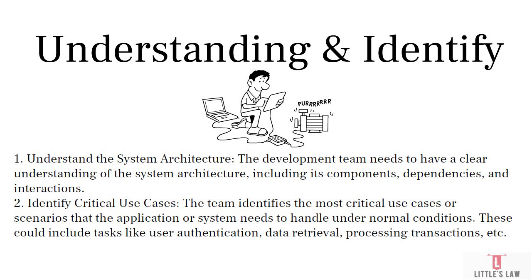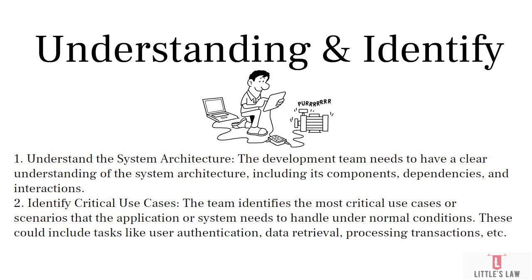And the second part is the identification of critical use cases. The team must identify the most critical use cases or scenarios that the application or system needs to handle under normal conditions. These could include tasks like user authentication, data retrieval, processing transactions, etc. Let me give you an example. The team should identify the critical journeys on the website, such as user registration, product search, adding items to the cart, the checkout process, and payment processing. All these critical use cases must be identified and documented. So that is about the second part.